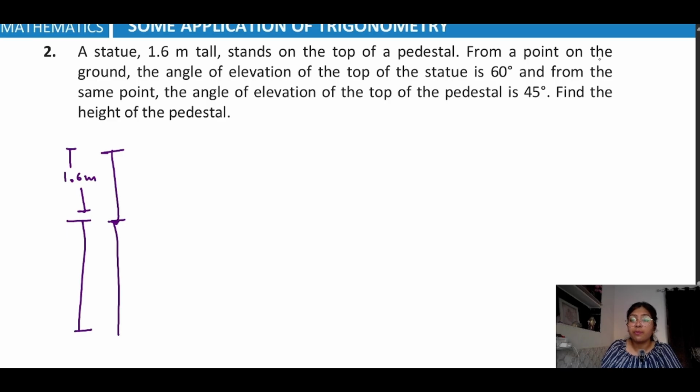From a point on the ground, let this be the point which is lying on the ground, the angle of elevation of the top of the statue. This is the top of the statue.